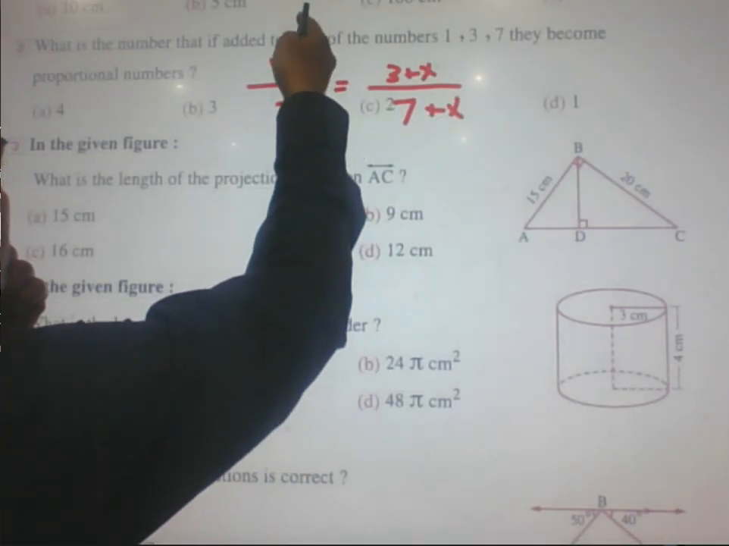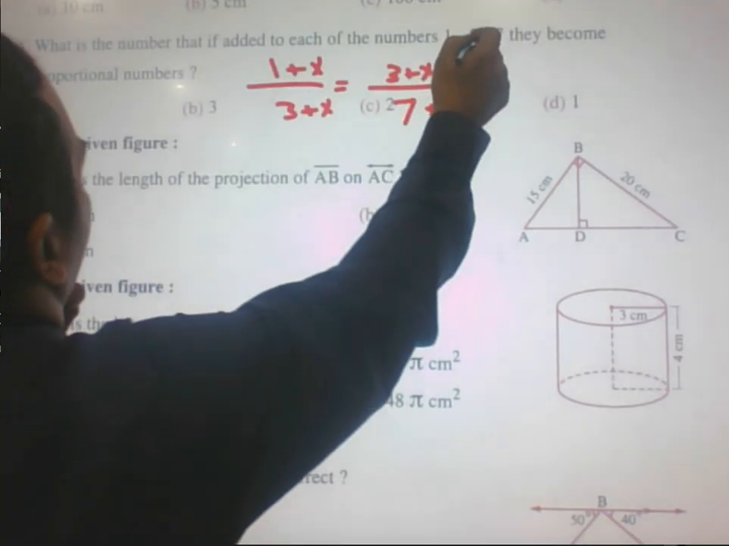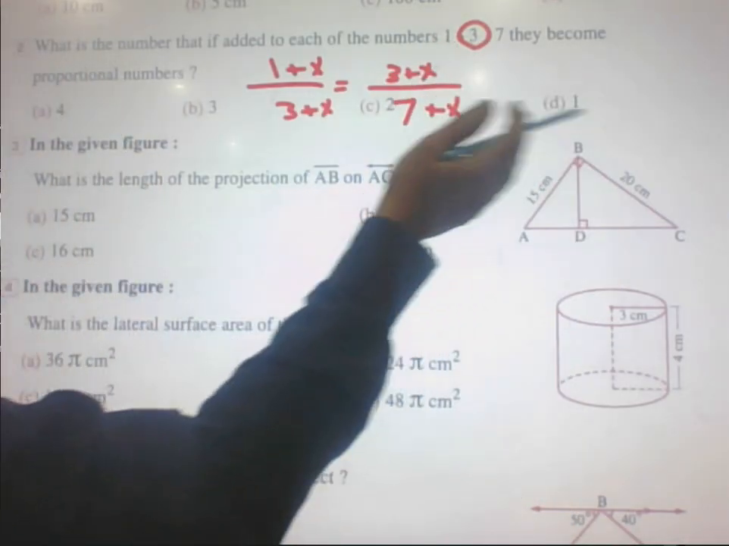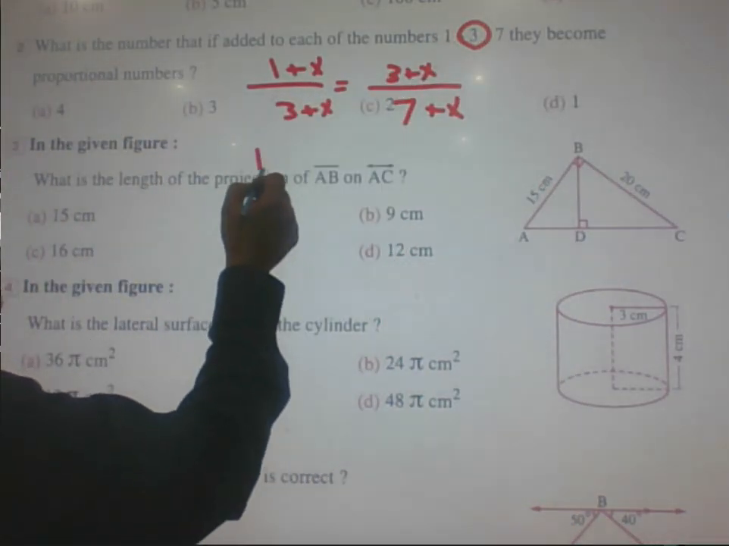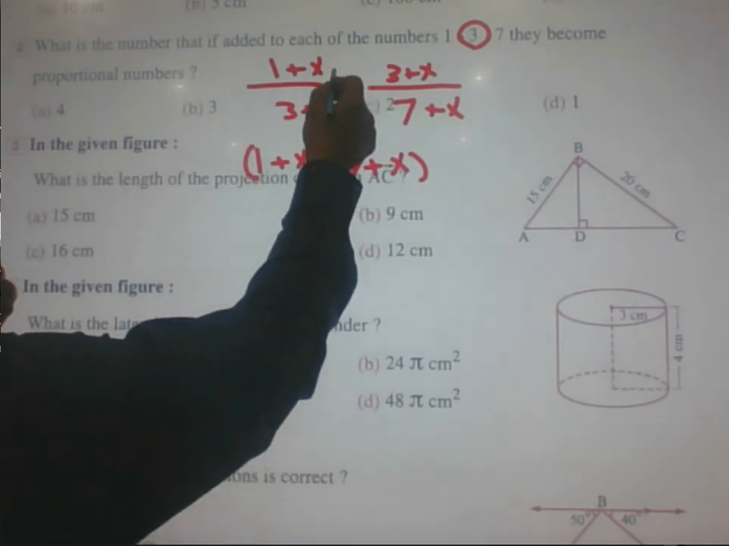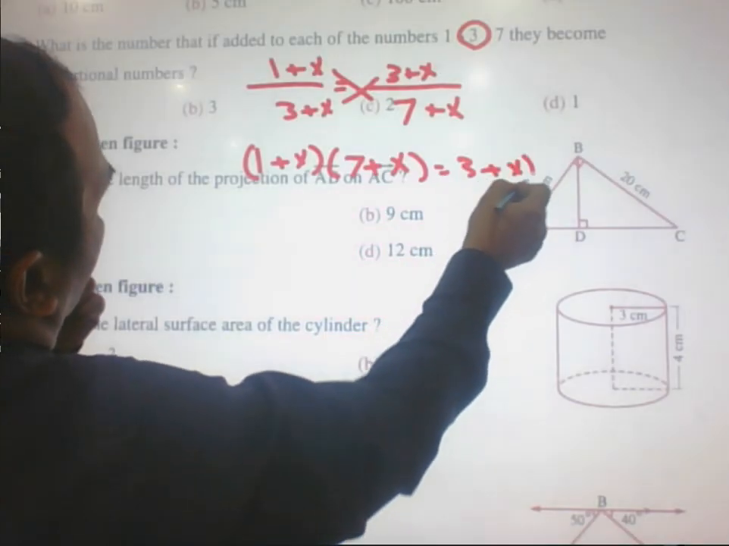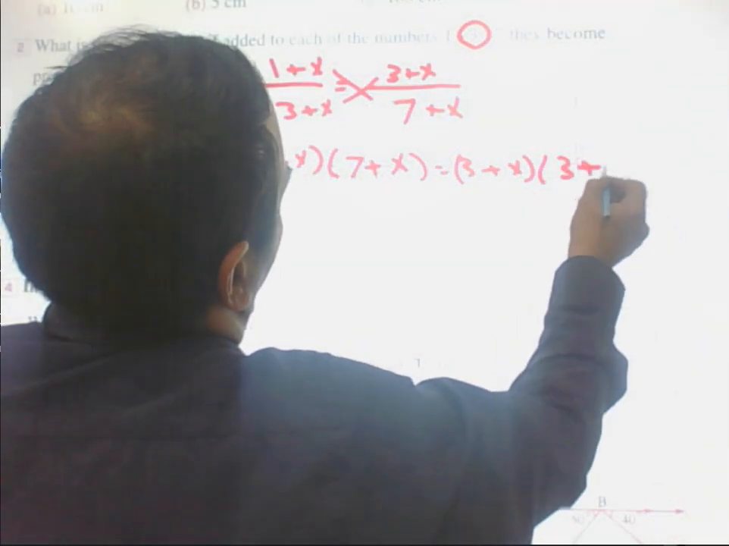We have 3 plus x as the median, or the mean between the two numbers. Then the product here, 1 plus x times 7 plus x, the product of extremes, equals the product of means, 3 plus x times 3 plus x.